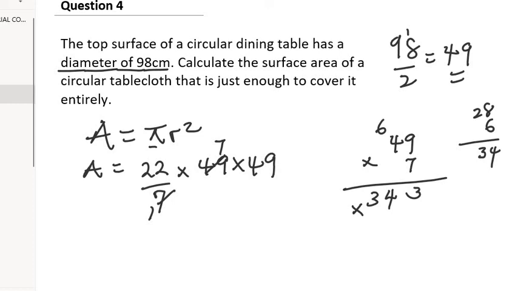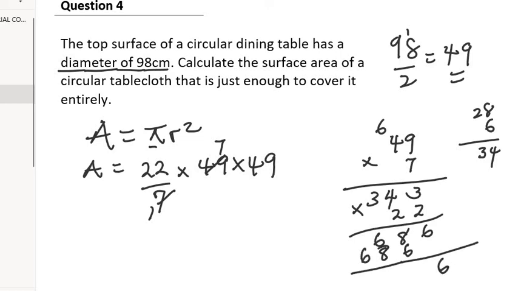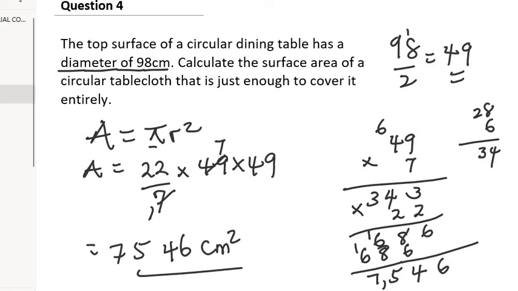Now multiply 343 by 22. 2 times 3 is 6. 2 times 4 is 8. 2 times 3 is 6. Again, 2 times 3 is 6, 2 times 4 is 8, 2 times 3 is 6. So the final answer will be 6, 8 plus 6 is 14, 4 bring 1, 6 plus 1, 7 plus 8, 15, 5 bring 1, 6 plus 1 is 7. So my answer will be 7,546 centimeter square. I hope that is clear.